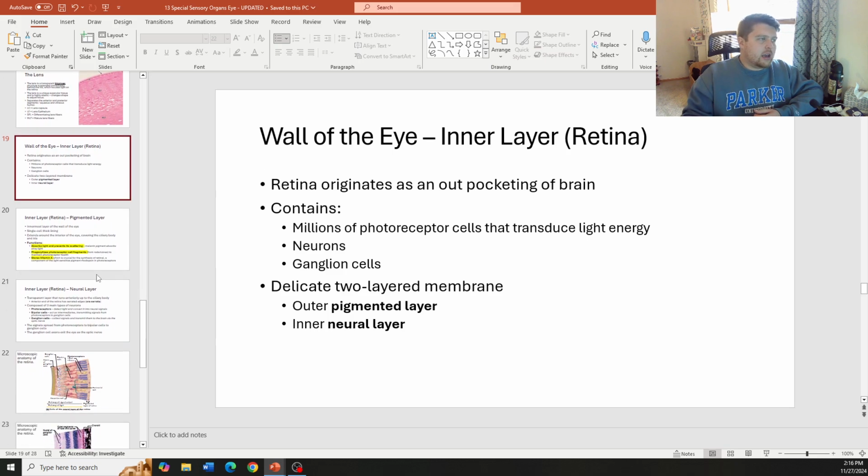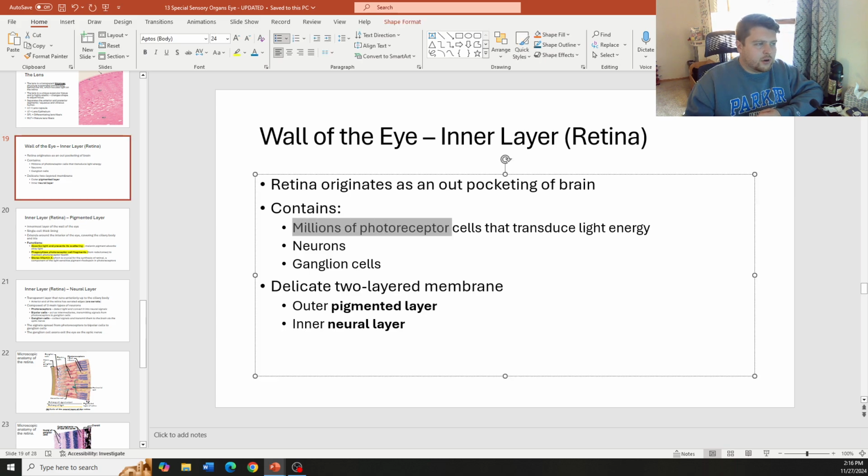The final layer of the eye is the inner layer, or the retina. The retina originates as what we call an out-pocketing of the brain. So it's very closely connected or linked embryologically to the brain itself. It contains millions of photoreceptors that transduce light energy. Transduce means they translate it, or they take it in and figure out what's going on.